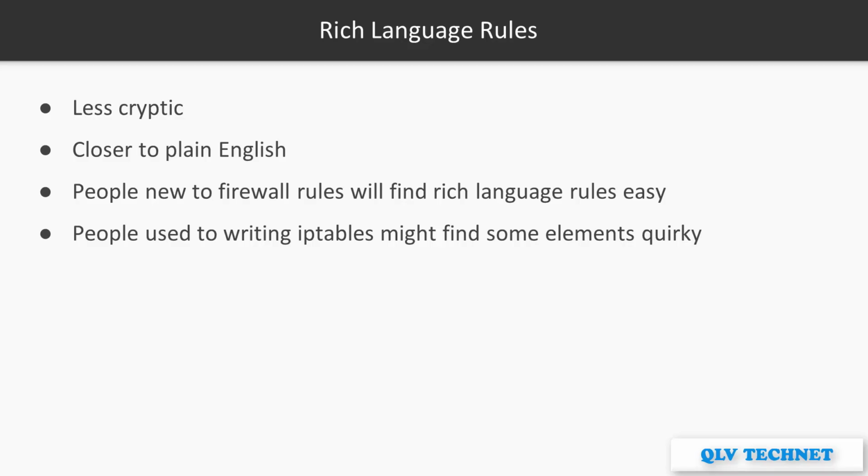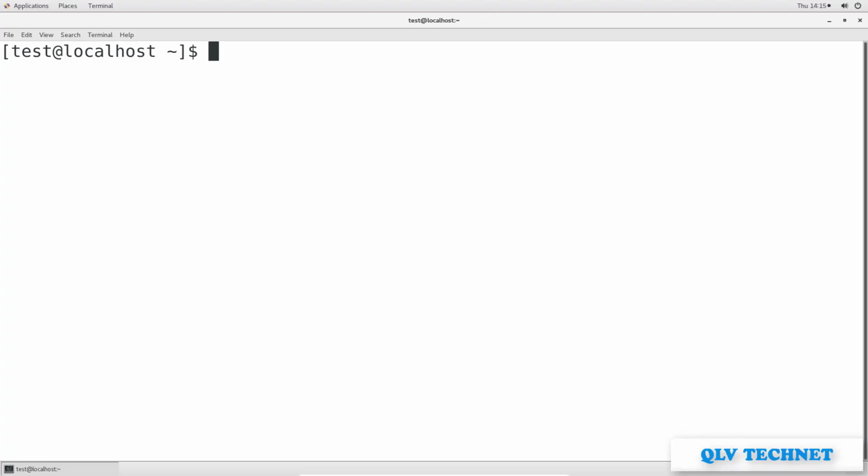The next topic is firewalld rich language rules. What we've looked at so far might be all you'll ever need for general use scenarios, but for more granular control, you'll want to know about rich language rules. Compared to iptables rules, rich language rules are a bit less cryptic and are closer to plain English. So, if you're new to the business of writing firewall rules, you might find rich language a bit easier to learn. On the other hand, if you're already used to writing iptables rules, you might find some elements of rich language a bit quirky.